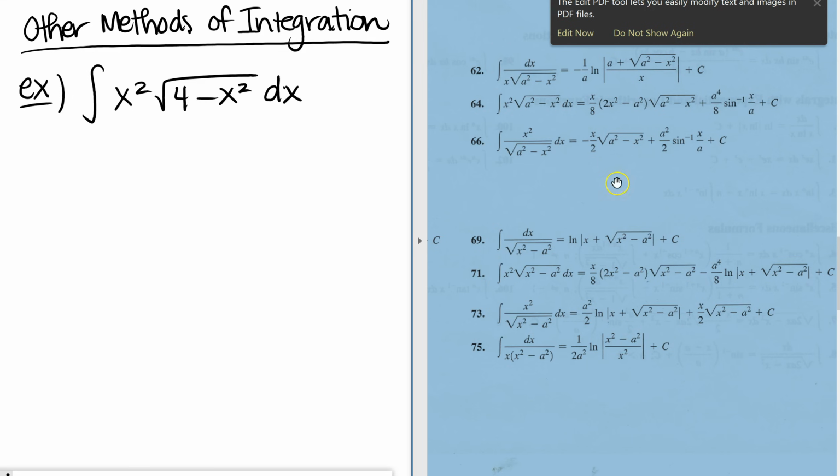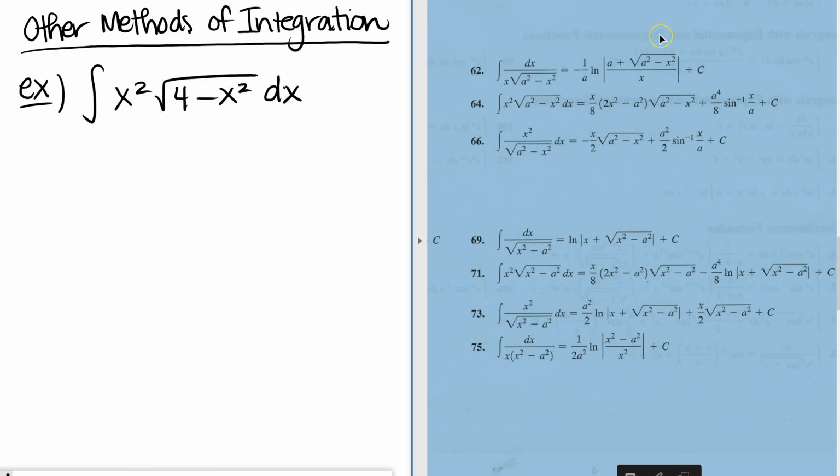All right. Oh, sorry about that. I don't want to pay for the PDF. So I'm going to use number 64. So I'm going to put here, I'm going to use number 64 of the table.